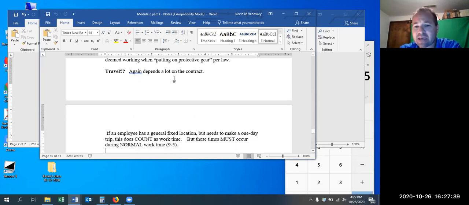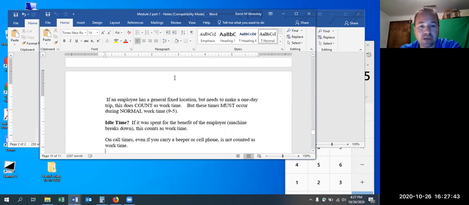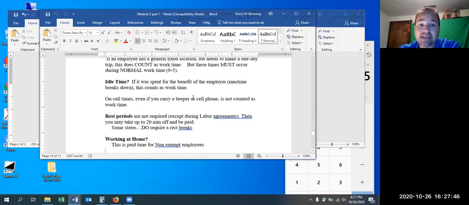Travel, most of the time, yes, you're going to get paid because it's probably during your normal working hours. Idle time, yes, as long as you're there for the benefit of the employer. So just because the machine breaks down and you don't have anything that you can do, you still have to be paid. The employer cannot refuse to pay you because, well, they could say you're not working. You are working. It's just that you couldn't because of something happening.